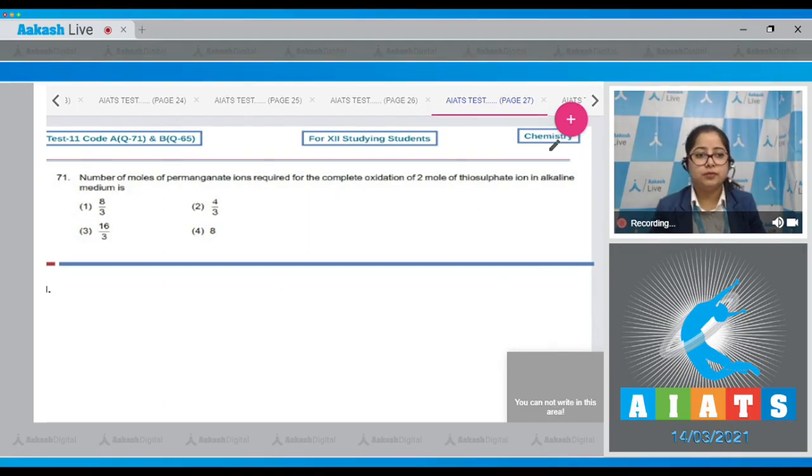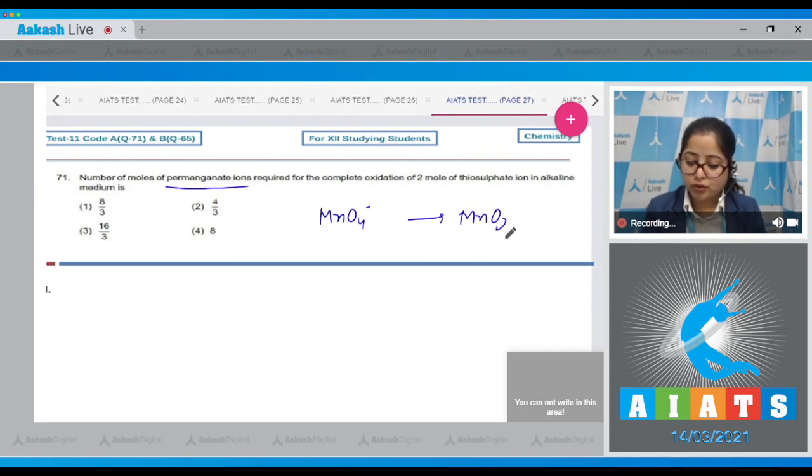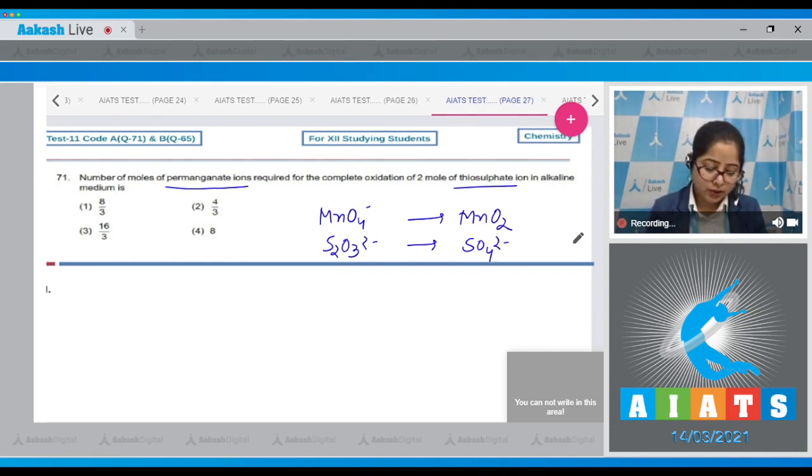Question number 71. Number of moles of permanganate ion required for the complete oxidation of 2 moles of thiosulfate ion in alkaline medium is. Students, first of all, we need to know that in alkaline medium, permanganate ion, that is MnO4 minus, gets converted into MnO2, and thiosulfate ion, that is S2O3 2 minus, gets converted into sulfate ion, that is SO4 2 minus. I am writing the balanced equation here.